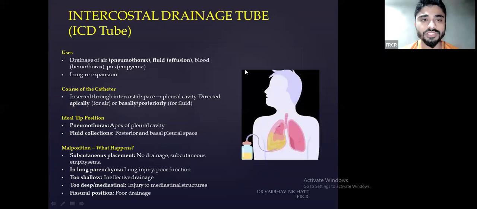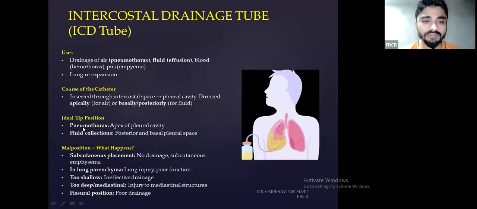Now, coming to intercostal drainage tubes, the uses are to drain air, fluid, or blood along with pus. It helps in lung re-expansion. The catheter is inserted through the intercostal space, then goes into the pleural cavity. If the indication is to drain a pneumothorax, then the tip of the intercostal drainage tube is pointed anteriorly and superiorly. And if the indication is to drain pleural effusion or hemothorax, then the tip of the ICD tube is directed posteriorly and inferiorly because of the dependency.